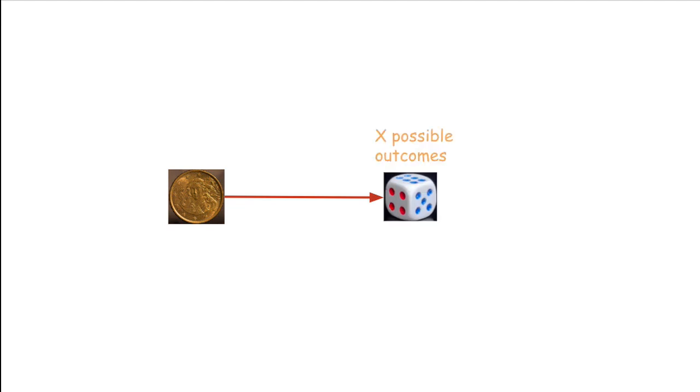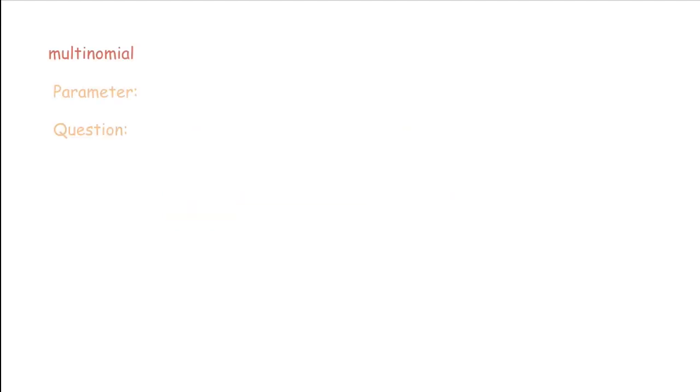Of course, we can also generalize the fact that we toss a coin with only 2 outcomes. Instead, we can toss a dice with x possible outcomes instead of only 2. The multinomial distribution generalizes the binomial into multiple outcomes. The first parameter is n, the number of tosses, just like with the binomial. But the second parameter is now a vector called p that specifies the probability of each outcome.